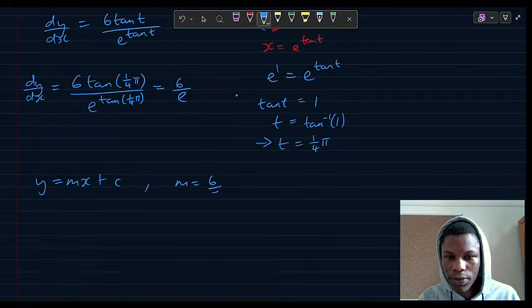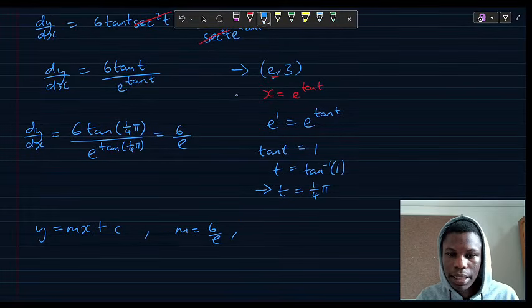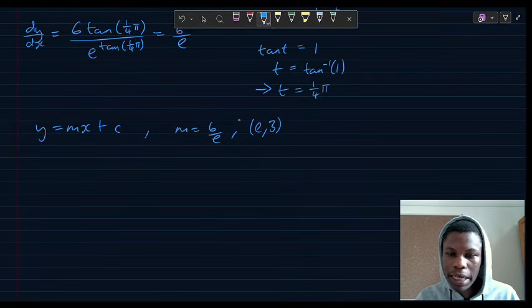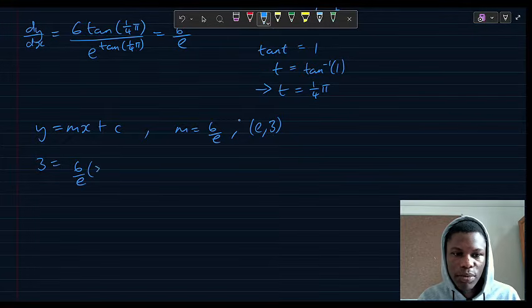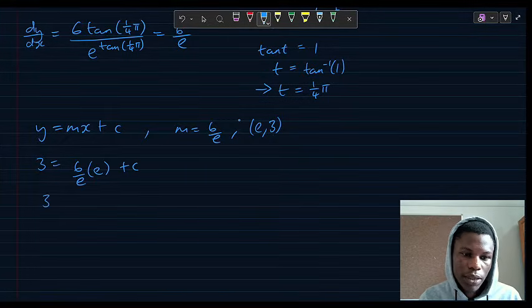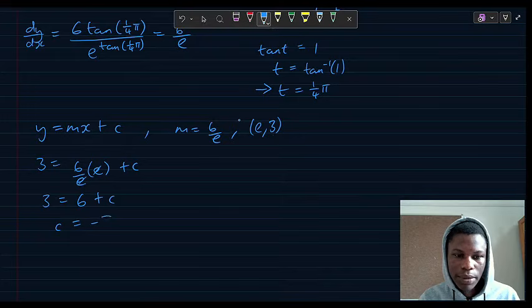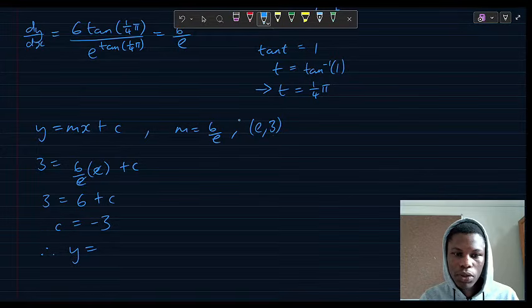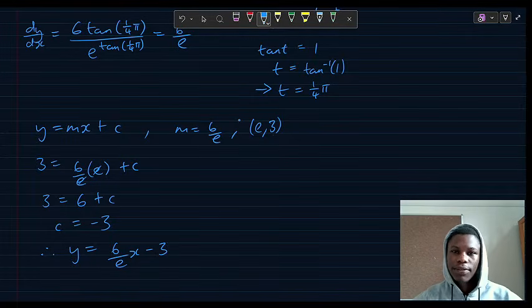M is equal to 6 over e. And we also know that a point that lies on the curve, the point that lies on the tangent, rather, is the point (e, 3). So we can use that to find our y-intercept. So we're saying when y is 3, m is 6 over e, x is going to be e plus c. So 3 is equal to, the e's cancel out, so you get c is 3 minus 6, which is minus 3. And so therefore, the equation of the tangent has to be y is equal to 6 over e x minus 3. And that is the final answer.